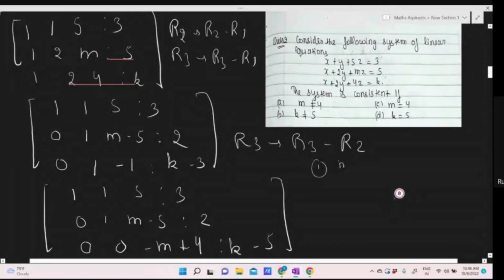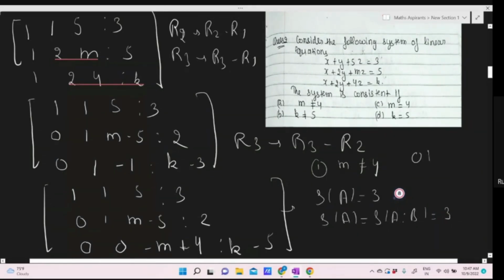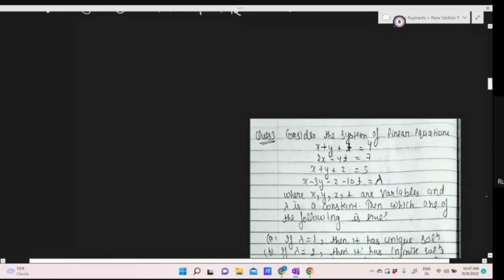Now let us consider the first option. The first option says that M is not equal to 4. From here, if M is not equal to 4, then the rank of A becomes 3. Then for any value of K, the rank of A equals the rank of A augment B, which is equal to 3. The rank of the coefficient matrix is 3, and the rank of A augment B will also become 3 for any value of K. From here, we can see that the system is consistent. Therefore, option A is correct.